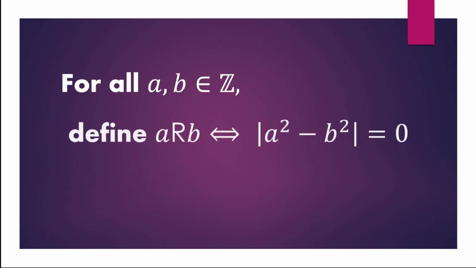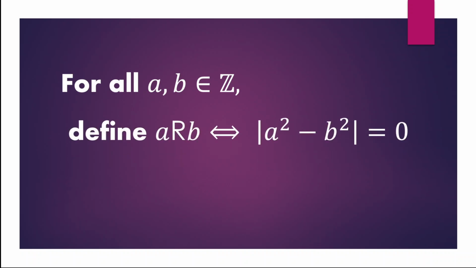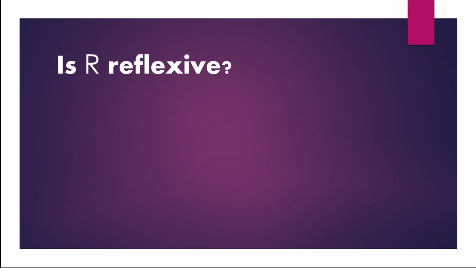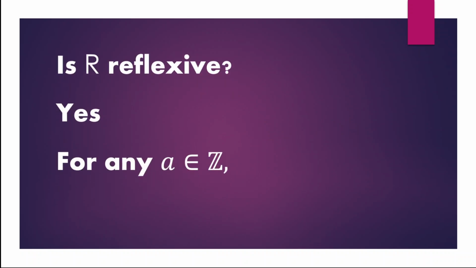Let us look at one more. Again, I have taken the domain to be the set of all integers. Here we will define a related to b if and only if modulus of a square minus b square is equal to 0. Is this reflexive? Yes. Why? Because modulus of a square minus a square gives you modulus of 0, which is 0, and this is true for all the integers.